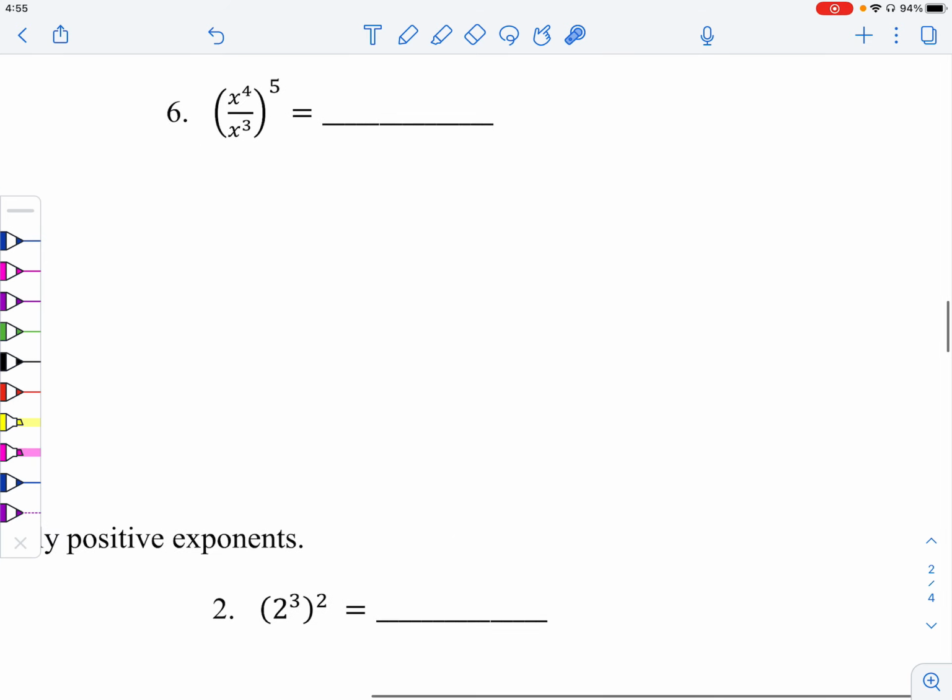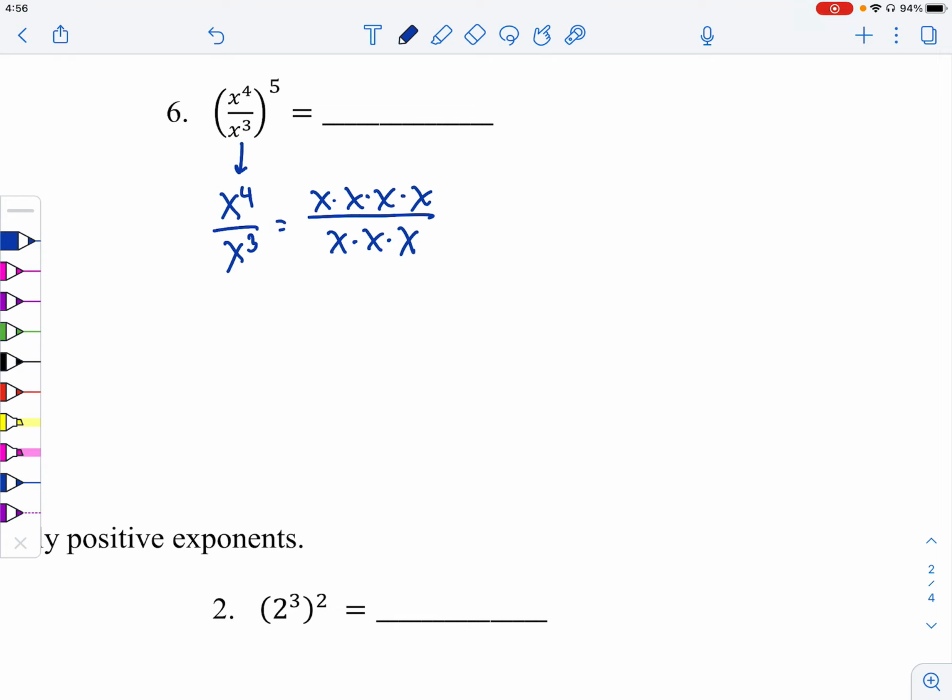Okay, and number 6, we have that number 5 times. See if we can break it down first. We have x to the 4th divided by x to the 3rd. Let's see if we can simplify that first. Make it a little bit easier. Right, so x to the 4th divided by x to the 3rd is x 4 times over x 3 times, right? So basically 4 minus 3, because 3 of them are going to cancel. I'm just left with x over 1, which is just x.